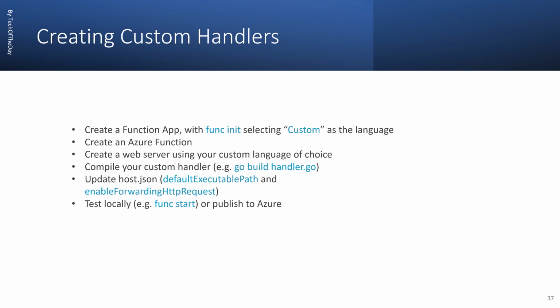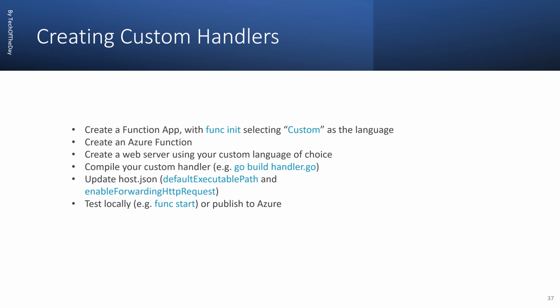Let's discuss the main steps involved in creating a custom handler. First, we need to create a new Azure Function app, which I recommend doing using the Azure Functions Core Tools with the func init command inside an empty folder. And when it prompts you for which language you want to use, you need to select custom. And this will add a section called customHandler in your host.json file.